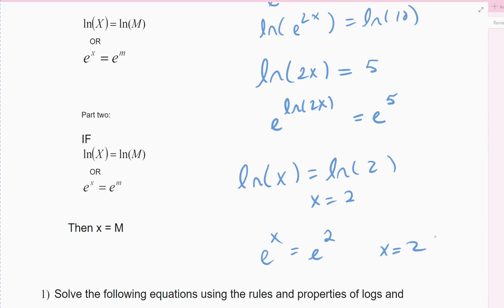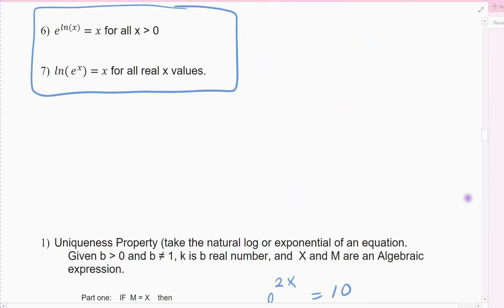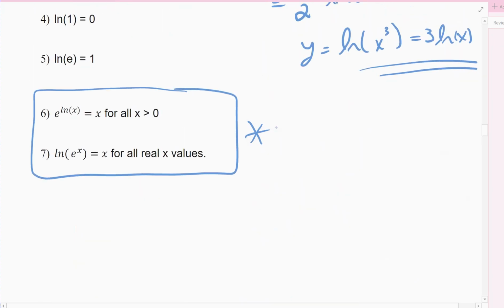All right, and so those last two properties, this uniqueness property and these two, allow us to solve equations with exponentials and logarithms. And so that's what we're going to get into. In the next video, I'm going to solve equations of exponentials and logarithms, and then we'll get to applications of exponentials and logarithms. All right, so those are properties. We'll stop there.